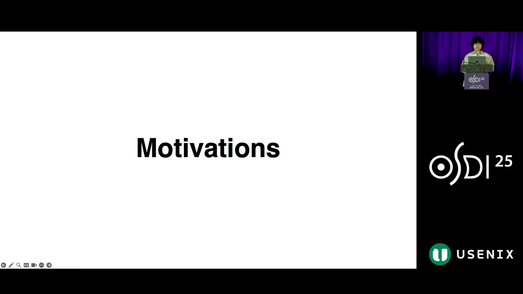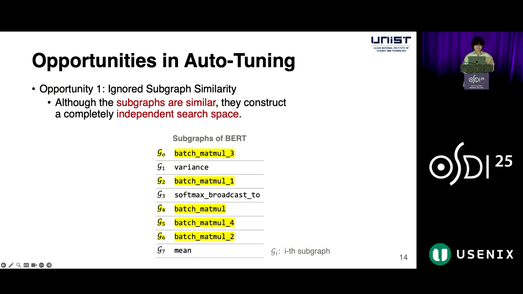This challenge opens up a few opportunities to make auto-tuning more efficient. The first opportunity comes from ignored subgraph similarity. Deep learning models are often built by stacking the same layers or blocks over and over again. This slide shows the subgraphs belonging to the BERT architecture. Most of them have the same operation, batch matrix multiplication. Because of that, many subgraphs in this model look quite similar, and sometimes they have similar search spaces.